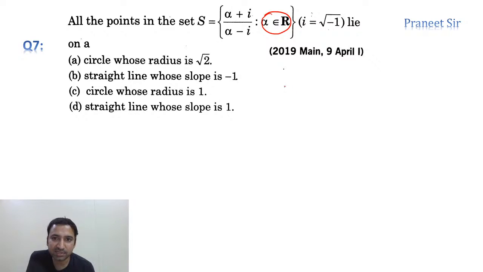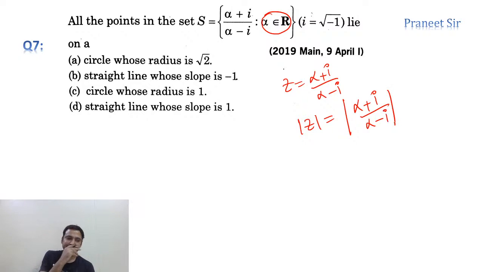Okay, so let's take it something like this. z is equal to alpha plus i by alpha minus i, where alpha is equal to some real number. So can I calculate mod z, guys? Mod z, how much are we getting? Alpha plus i by alpha minus i is how much?